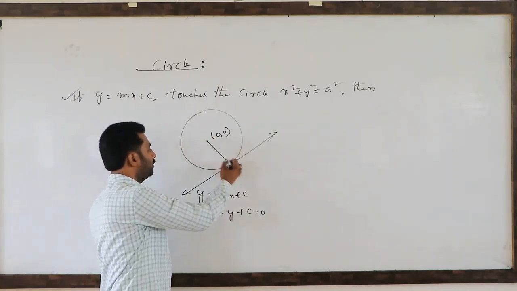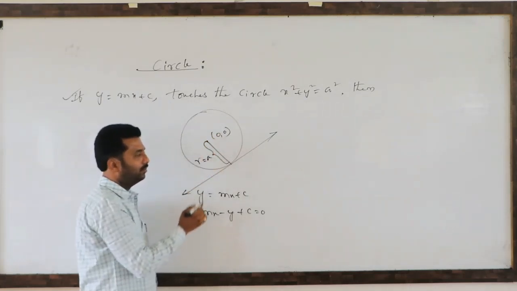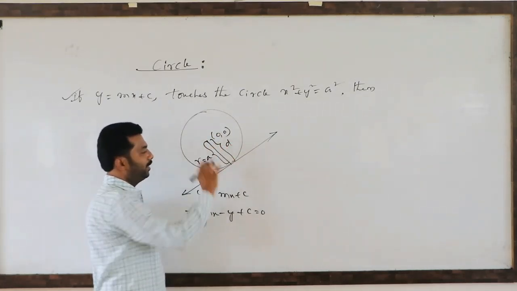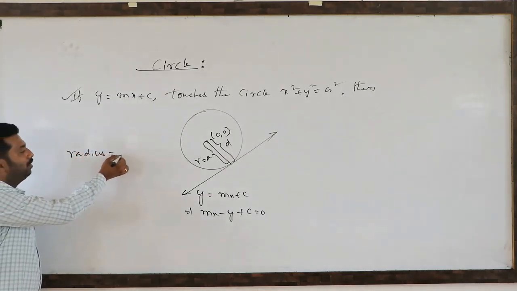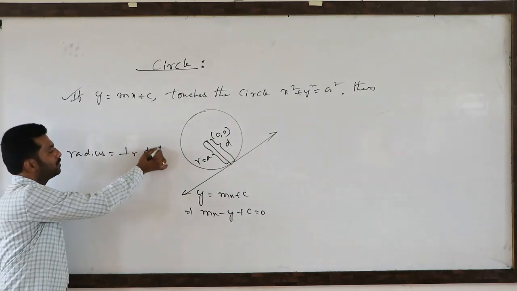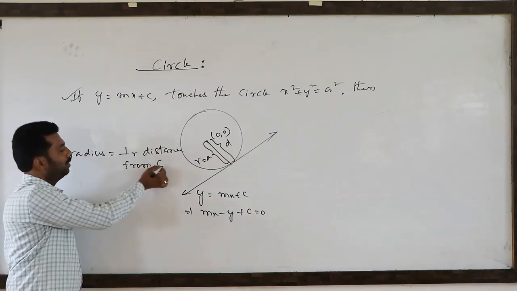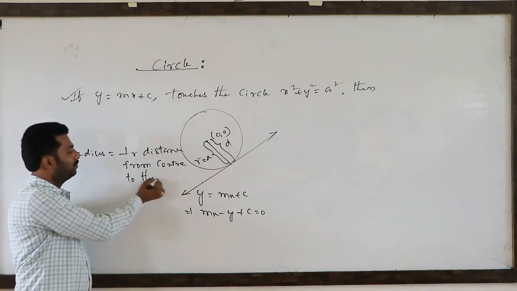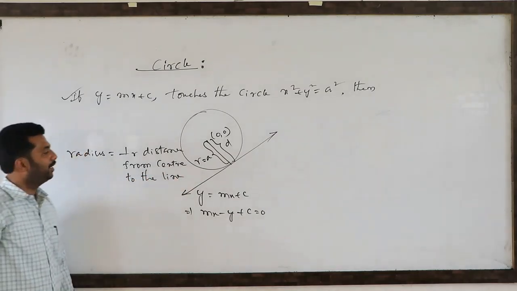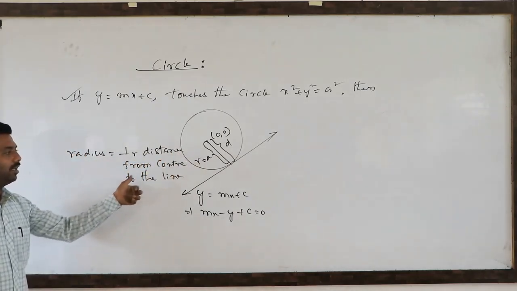This is the radius, no doubt about it. So r is nothing but a value. This is the perpendicular distance d. So if one line touches the circle, the radius is equal to the perpendicular distance from the center to the line. This condition you remember. Radius is equal to perpendicular distance from the center to the line.